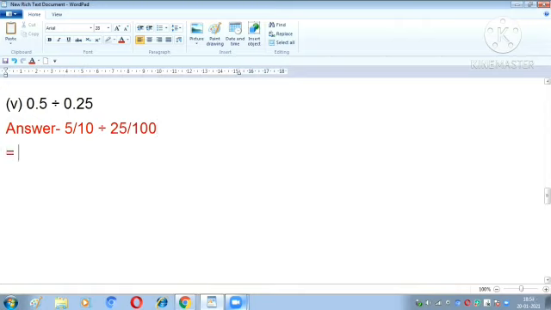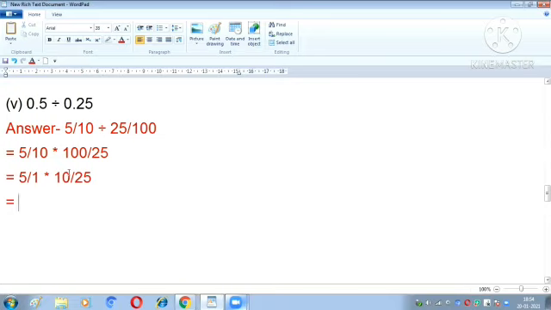So now we'll write 5 upon 10, and the division sign will change to a multiply sign, and the reciprocal of 25 upon 100 is 100 upon 25. Now this 10 and 100 can be cancelled out. We will cut one 0 from 10 and one 0 from 100. So the result will be 5 upon 1 multiplied by 10 upon 25.